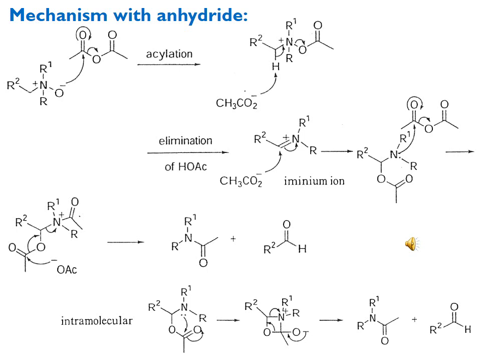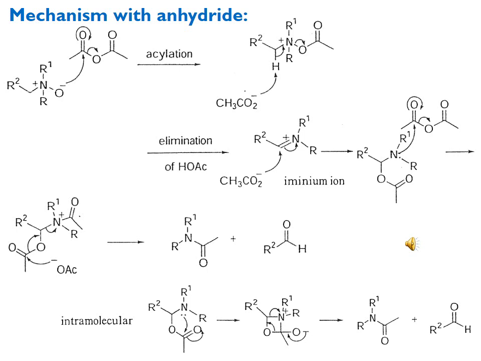The 2 electrons between carbon and hydrogen will move towards the nitrogen, making a double bond, and at the same time the nitrogen oxygen bond will be broken and we will get the acetate ion as a byproduct. And here we get the iminium ion formation.